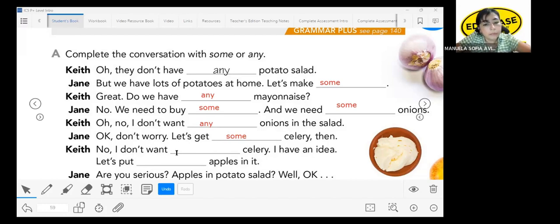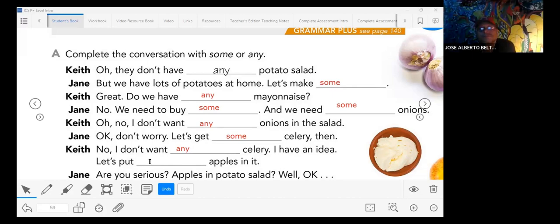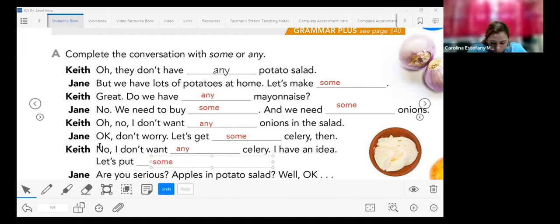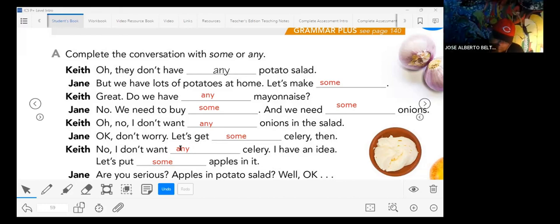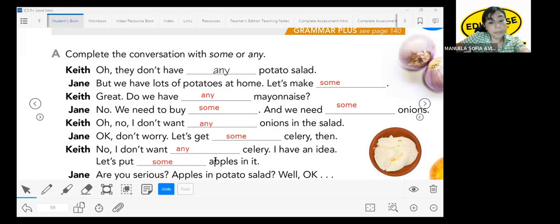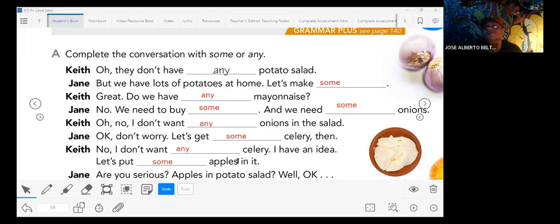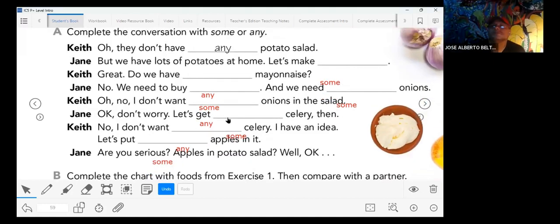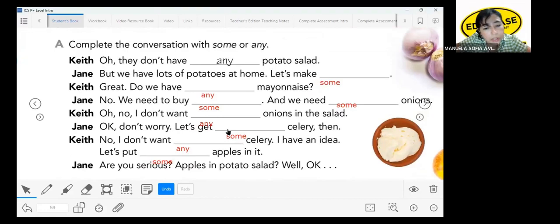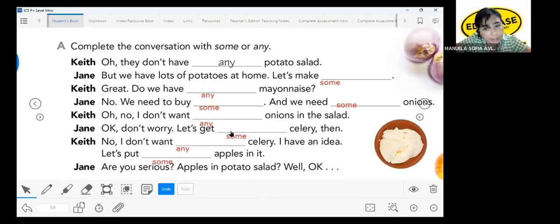No, I don't want any celery. Any celery. Correct. I have an idea. Let's put some apple. Correct, some apple because it's plural. If we had an apple without an s, let's put an apple would be because it's singular. Remember the exercise that you were doing in groups? But in this case it's plural. And let me move it. Okay, well, that's it. Are you serious? Apples in potato salad? Well, okay.